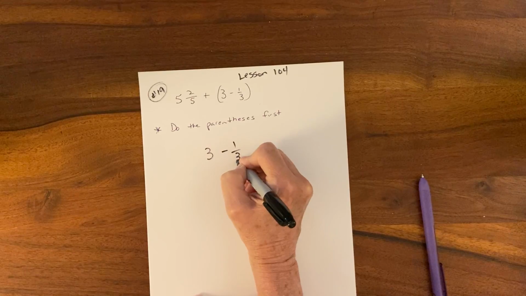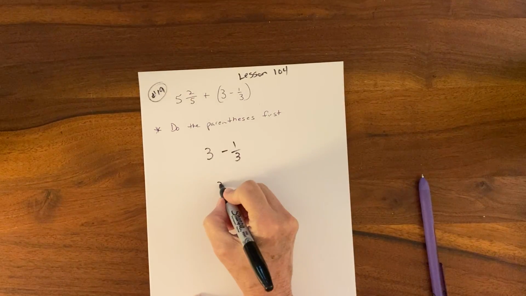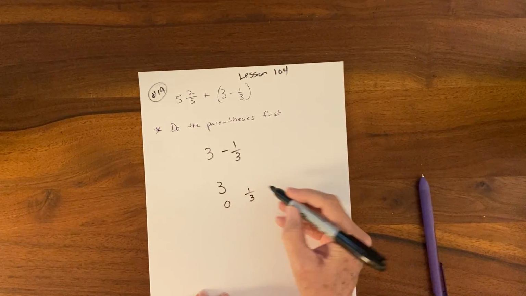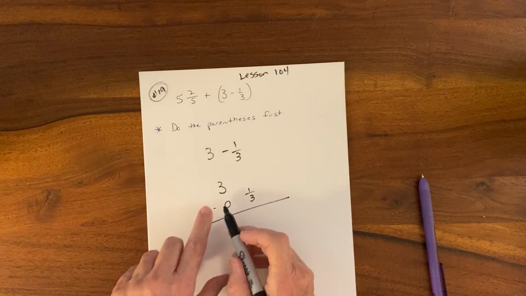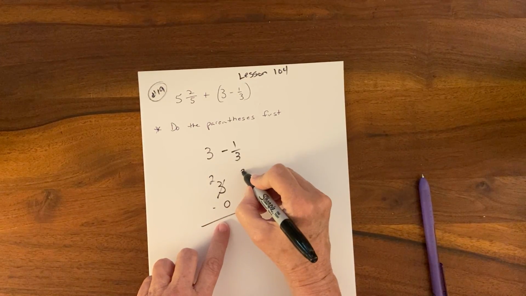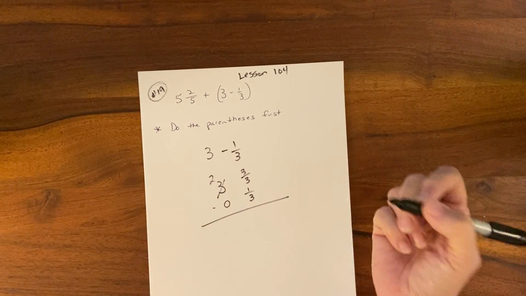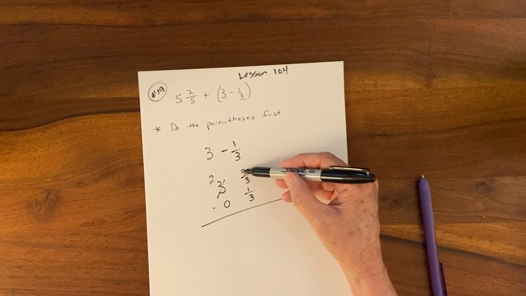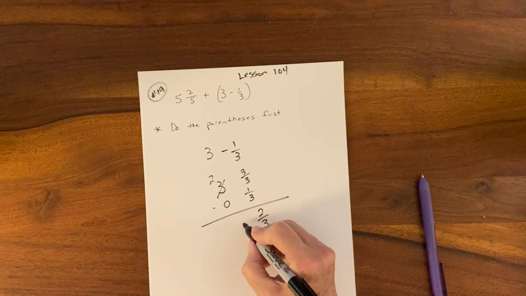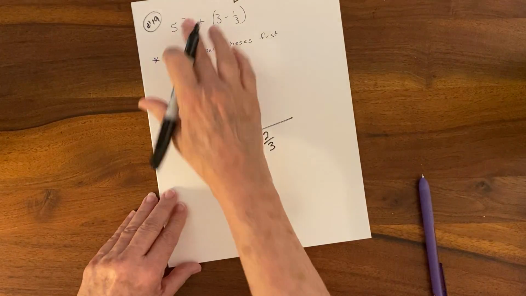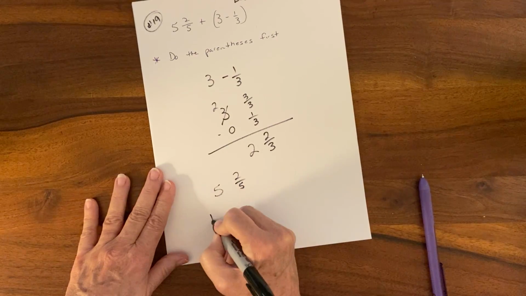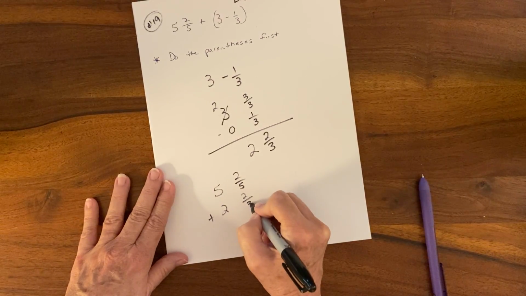3 minus 1/3. Okay, remember how I said I like to do my problems vertically. So I need to borrow 1, don't I? So that turns to a 2, and that 1 turns into 3/3. Same thing as 1, right? So 3/3 minus 1/3 is 2/3, and 2 minus 0 is 2, all right? So now I have a new problem. 5 and 2/5 plus 2 and 2/3.